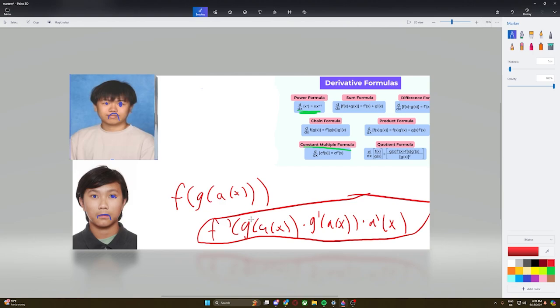You get rid of the outside variable for every function, turn it into a derivative, and then you take out this one, take the derivative, and then you keep going. You know what I'm saying? Okay, let's do one more.